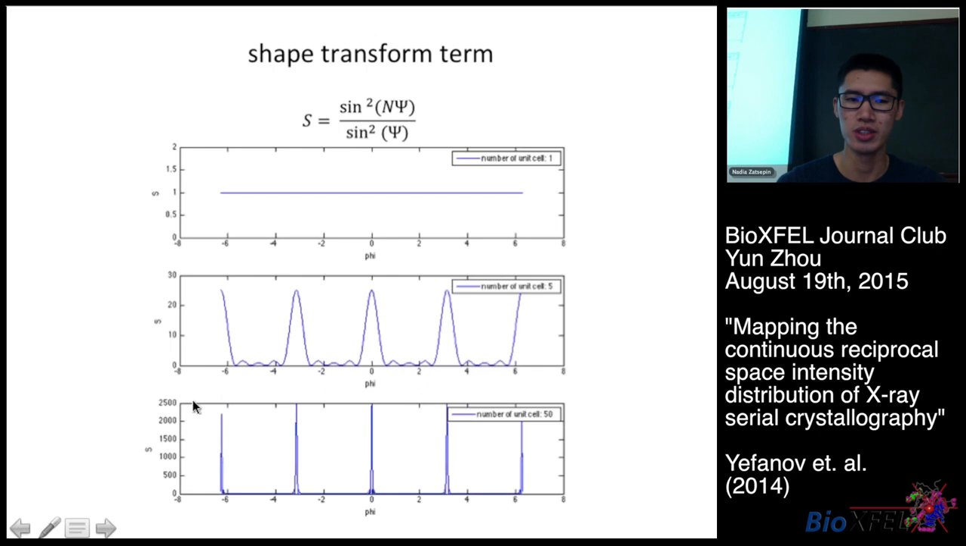For three dimensions, this is just one dimension, you have three terms. So you can get a very strong signal by growing very large crystals. But when you have a very large crystal, you miss information in between the Bragg spots, somewhere here. Now next, I will show you some examples from real diffraction patterns.